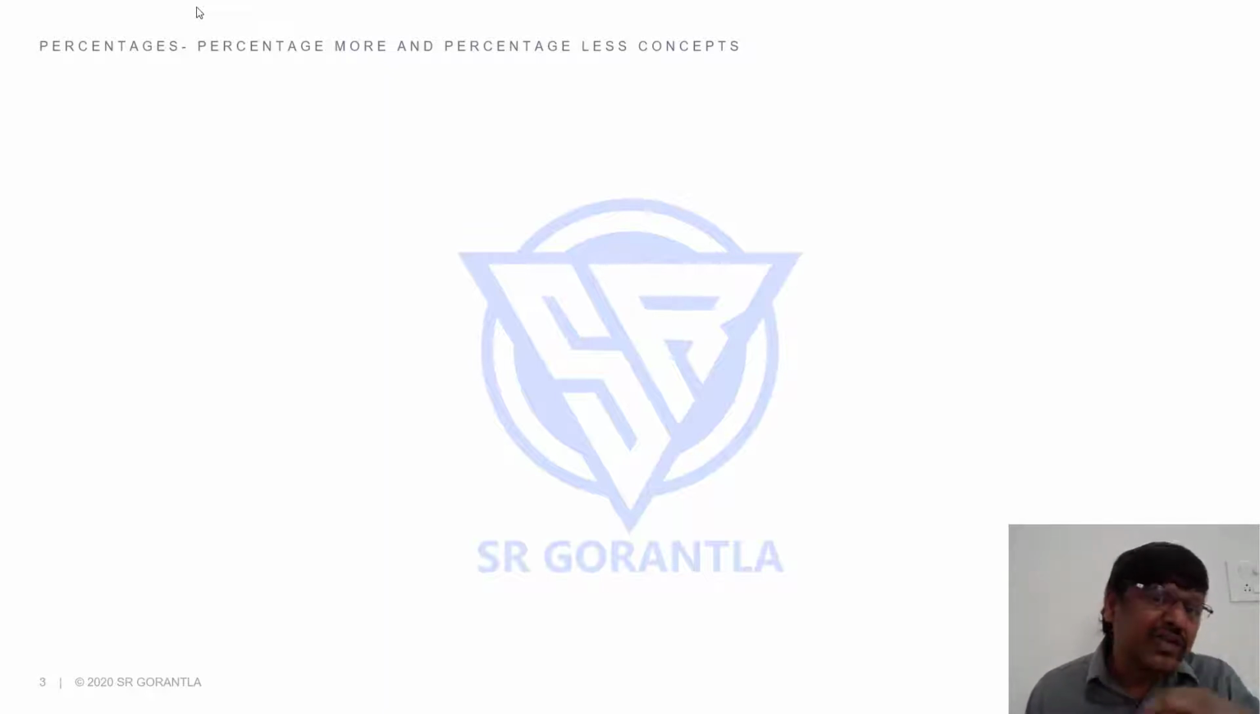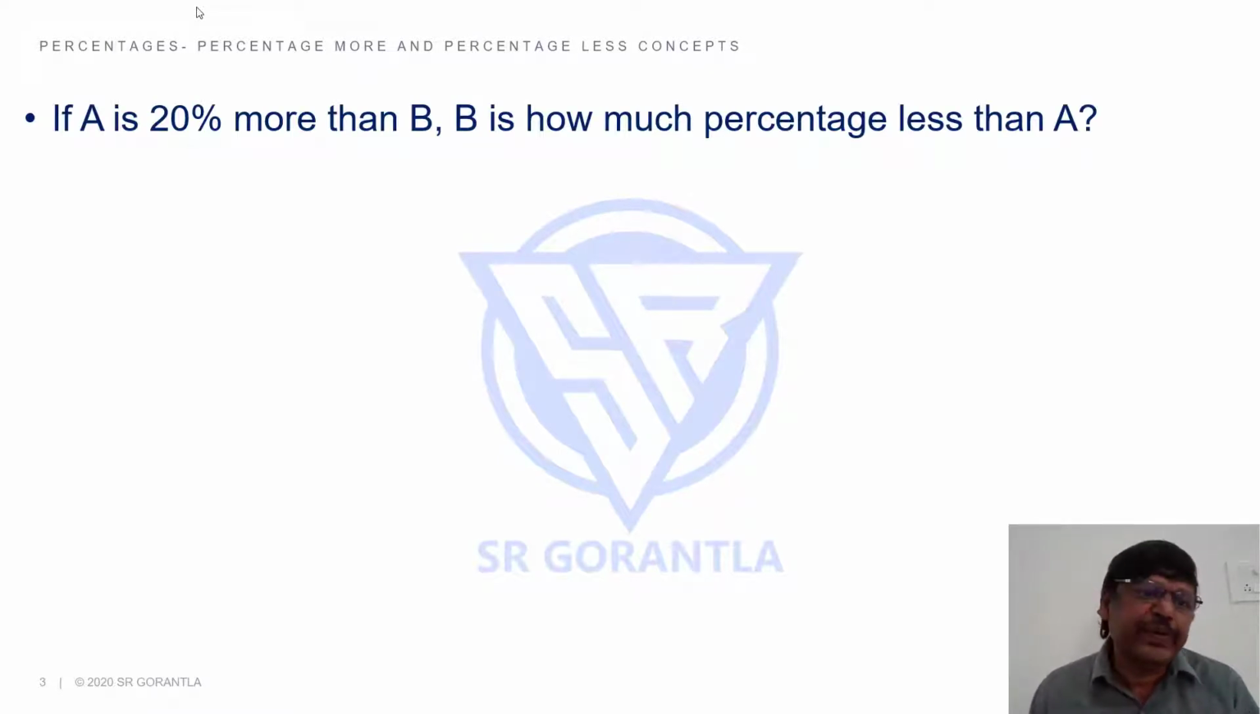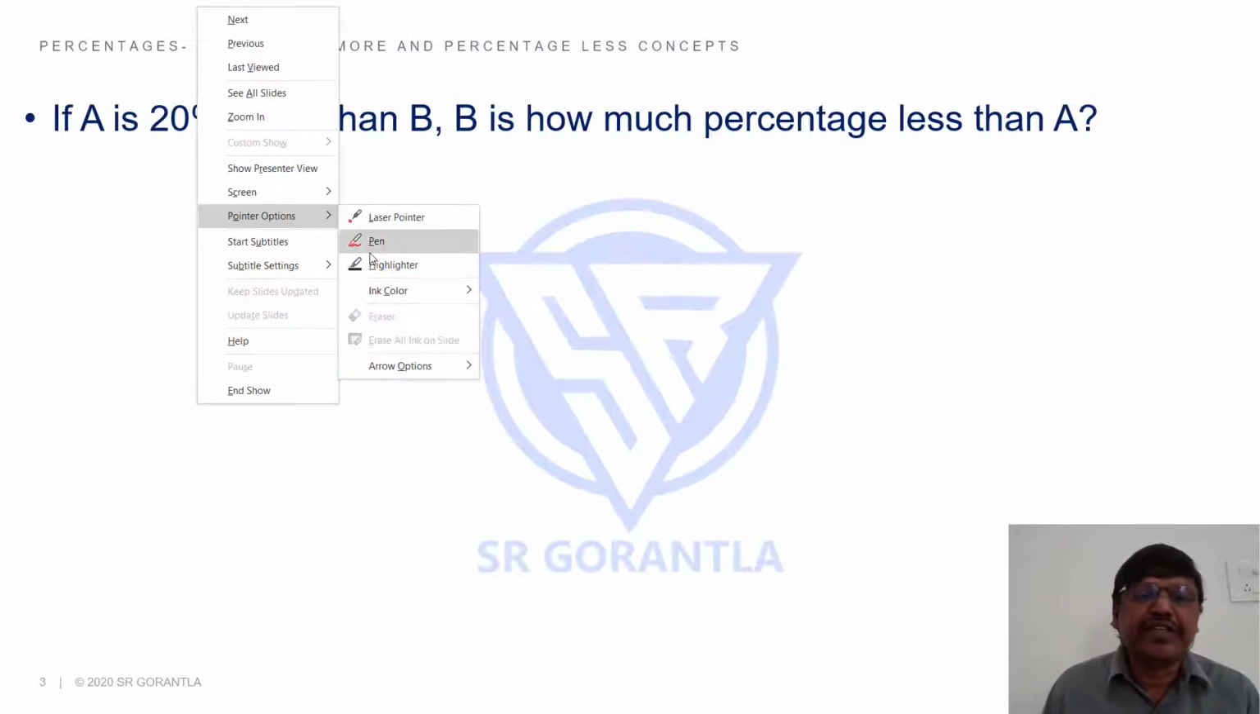Not just that, we will also discuss in detail what the different types of questions are in this particular concept of percentage more and percentage less. To start with, we will take this example. If A is 20% more than B, B is how much percent less than A? Students, we will take up this question in three different ways.